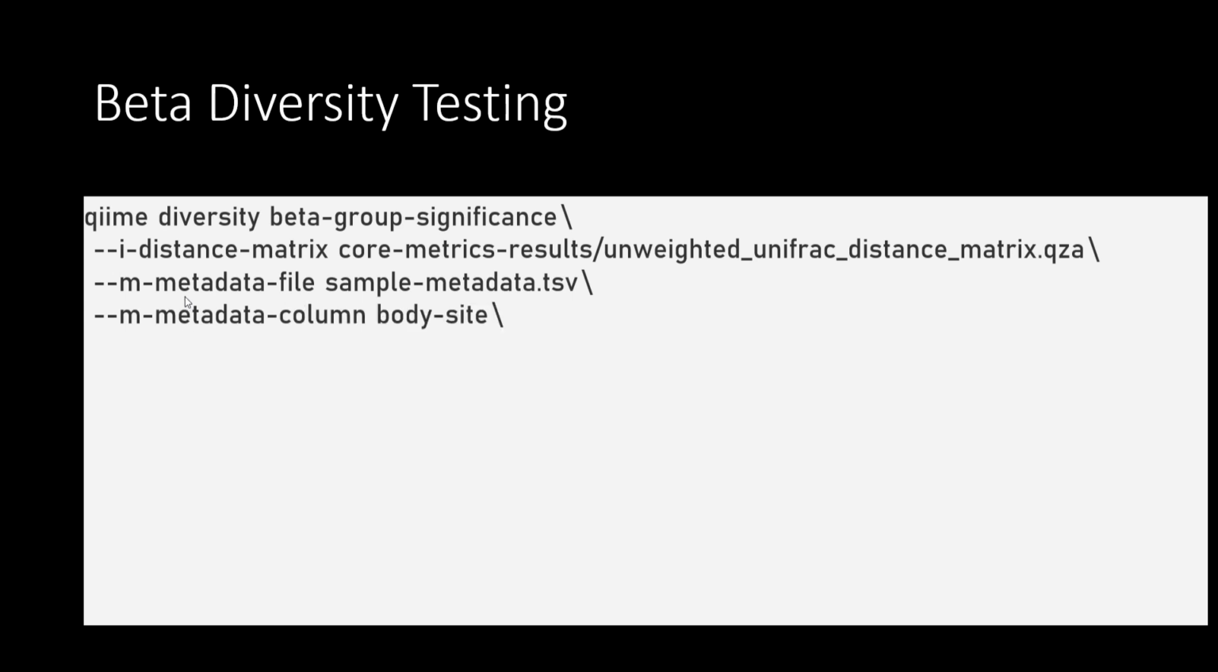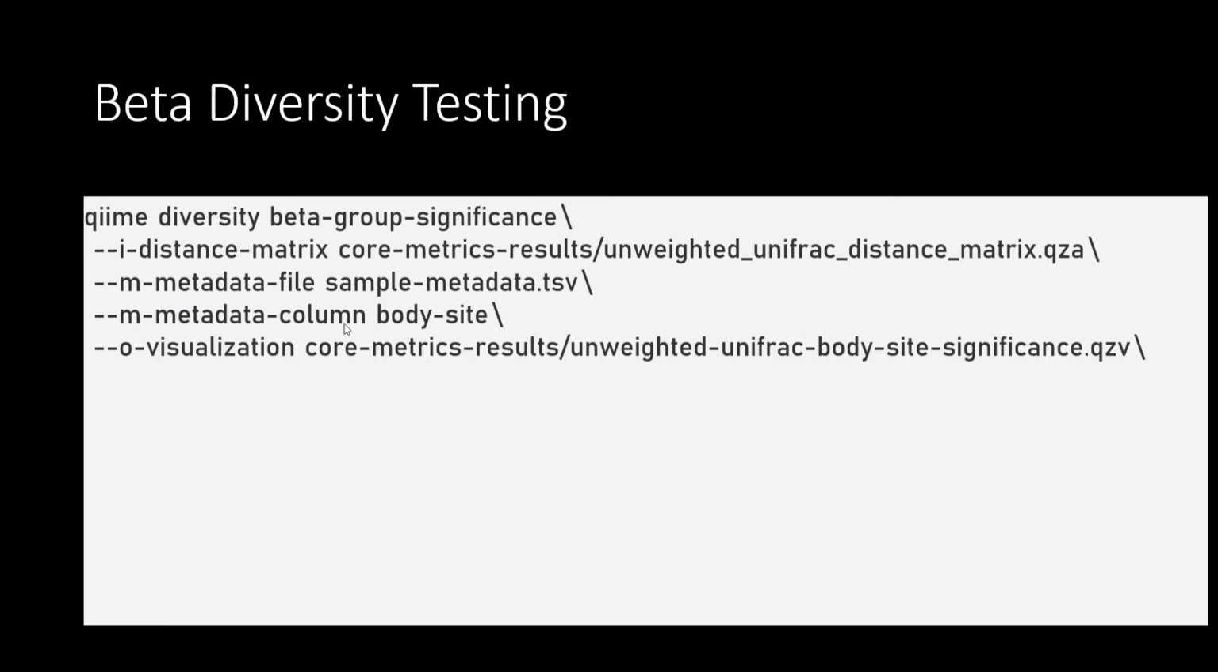Then we're going to give it the metadata. We're going to say, hey, in this metadata, we're going to be comparing body site. So focus on the body site, not subject, for example, or antibiotic use, but body site. And then I'll put this visualization, unweighted unifrac body site significance, and do this in a pairwise manner. And feel free to put --help here to learn more about what's happening.